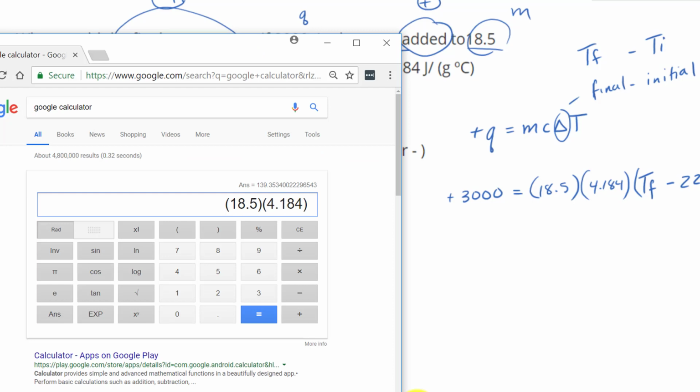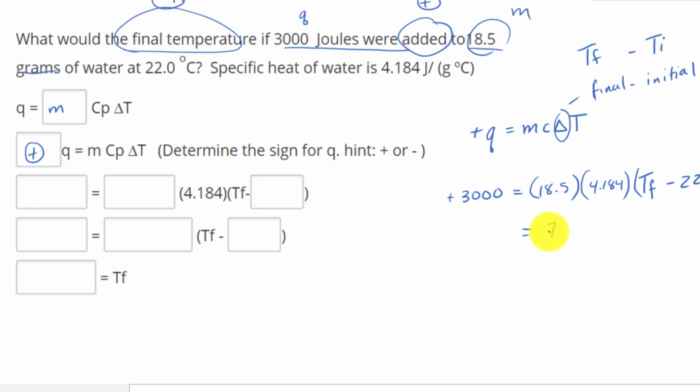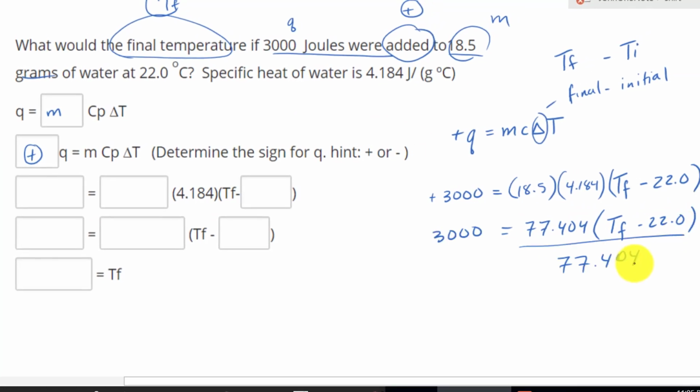And notice how I use parentheses again. And this gives us 77.404. So we have 77.404 times TF minus 22.0. Notice how this is multiplication. So now we can actually divide by 77.404. This would simplify equal to 1. And if we do that to this side, we would do the same thing to this side. 77.404.